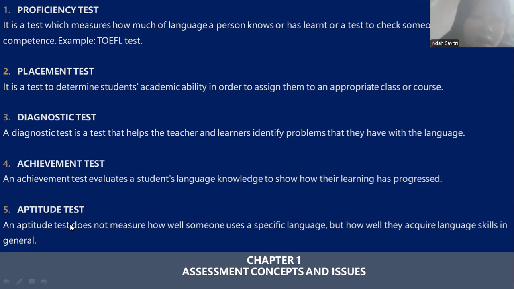Number 4, achievement test. An achievement test evaluates a student's language knowledge to show how their learning has progressed. Number 5, aptitude test. An aptitude test doesn't measure how well someone uses a specific language, but how well they acquire language skills in general.